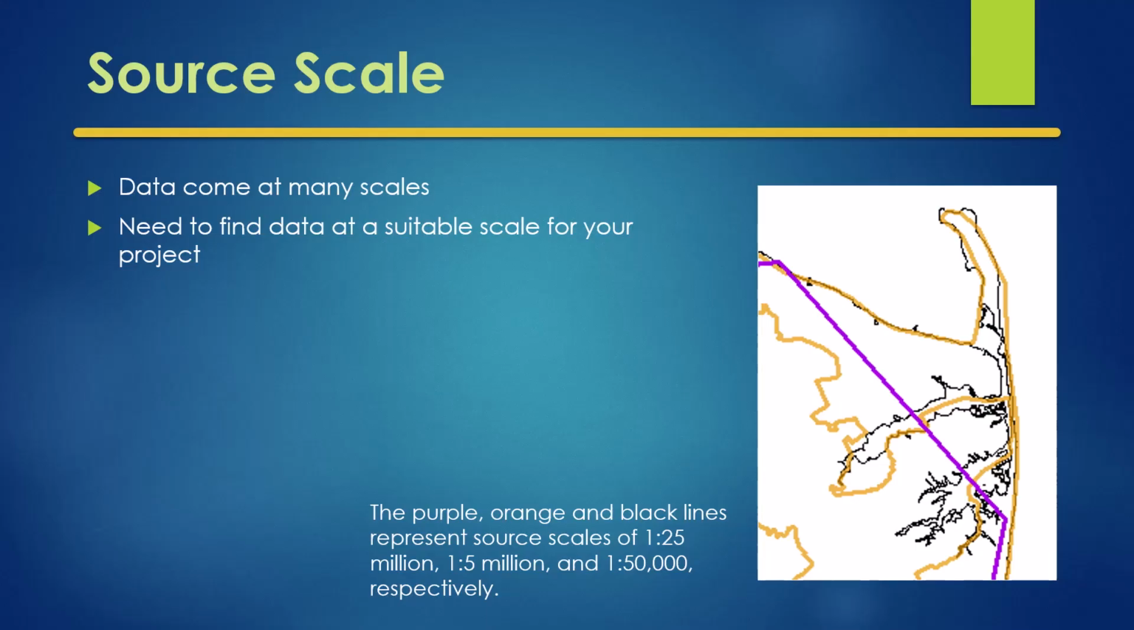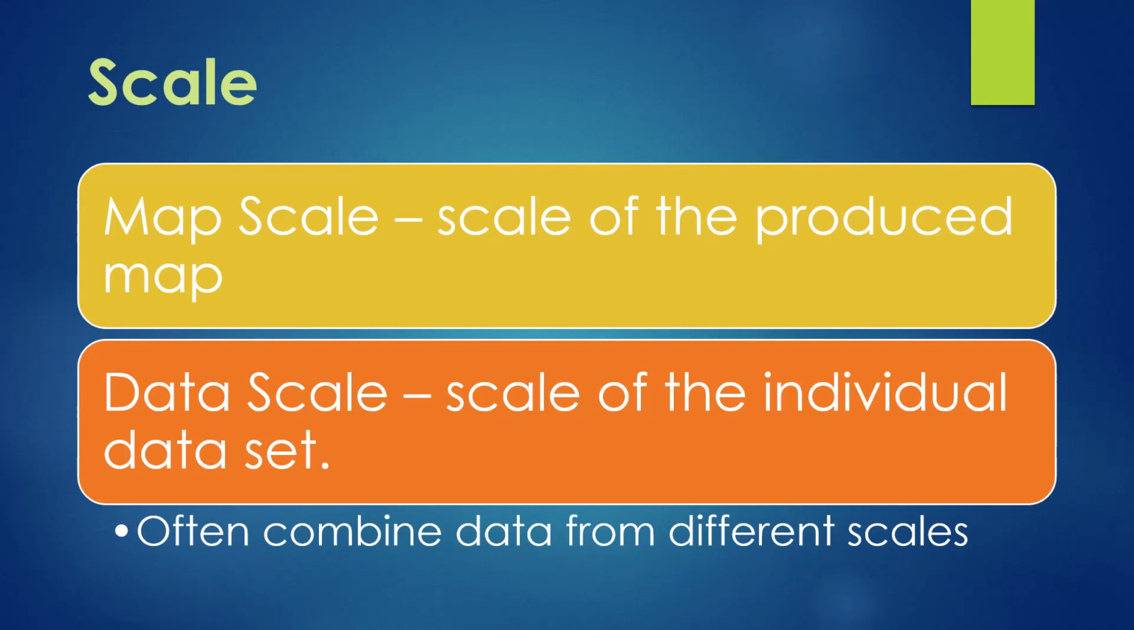Now, there are different source scales. Data come at many scales, and we need to find the data at suitable scale for our projects. There are a couple of types of scales. The map scale, which is what we have already seen, what I have explained, which is the scale of the produced map. But also there's data scale, which is the scale of the individual data sets. So when we work with maps or when we work with GIS, we work with different data sets, and each one might have a different scale. So I'm going to show you an example.